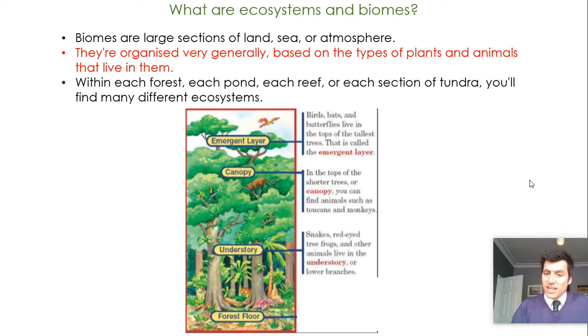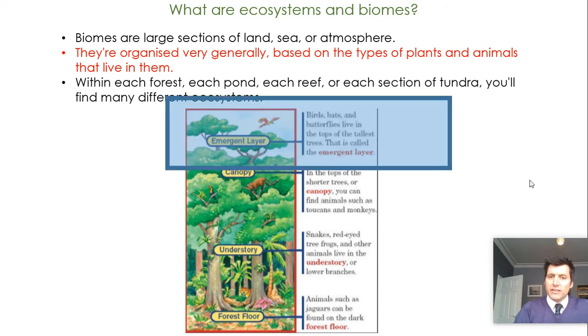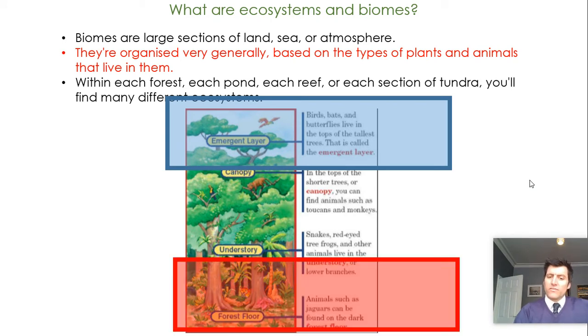In the understory, there are snakes and frogs, and then on the forest floor, there are animals such as jaguars that are looking around on the floor for what prey they can attack. Now, the emergent layer has animals such as birds that wouldn't be able to flourish on the forest floor. The forest floor has animals such as jaguars who wouldn't be able to fly.